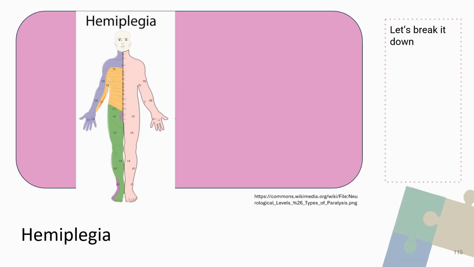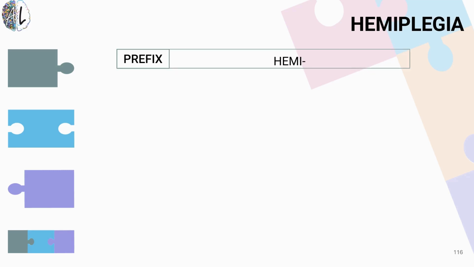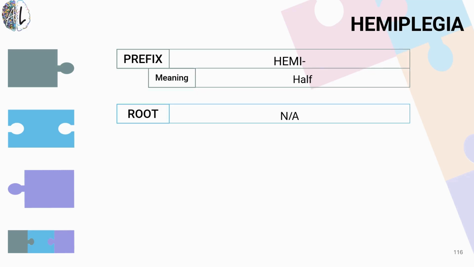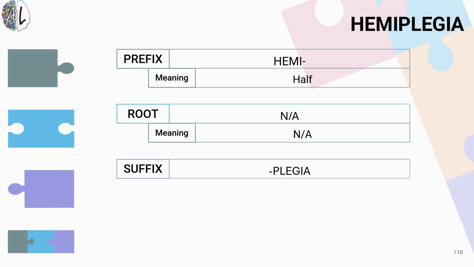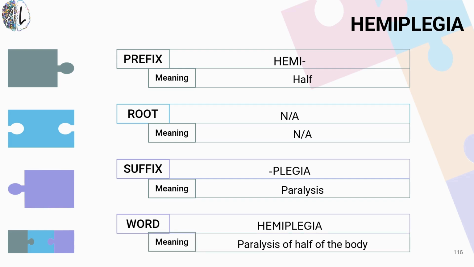Okay, next up is hemiplegia, and there's a picture here that might be giving away some of the clues, but again, because of the importance of medical terminology and being able to understand the foundation of medical science, let's break down the word first. Hemiplegia, let's break this down. Okay, so hemi here is the prefix, which refers to half. There is no root term, and the suffix here is plegia, which refers to paralysis. So hemiplegia refers to paralysis of half of the body.